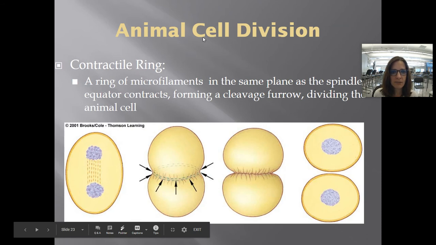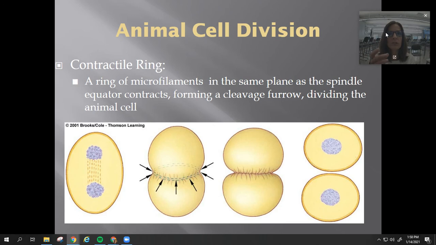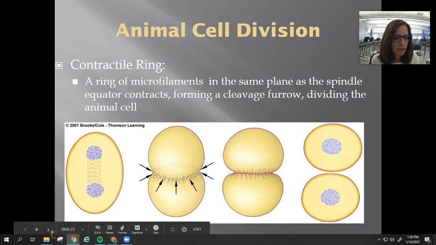So in animal cell division, the contractile ring is this thing. And what happens is it just squeezes, right? It squeezes around the metaphase plate, and it forms what's called a cleavage furrow, and then the cell divides. So it's pretty simple. If you think of like a balloon, and like you're making balloon animals, you're not twisting it, but you're squeezing it at the middle, and then it just divides.